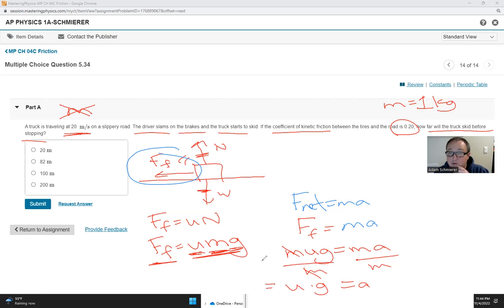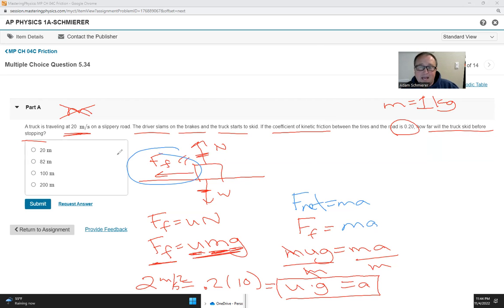And for anything sliding to a stop, that'll be true. So the mu in this problem is 0.2. Gravitational acceleration is 10. So that means my acceleration will be 2 meters per second squared because I'm multiplying them together. Now, that's how to get our acceleration.